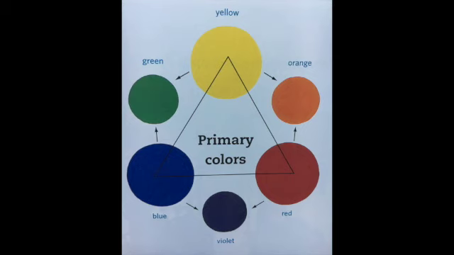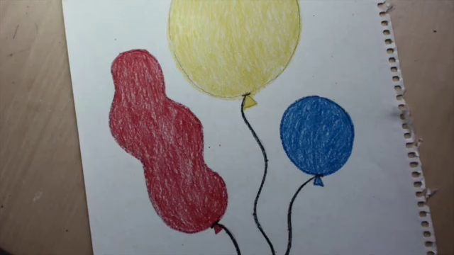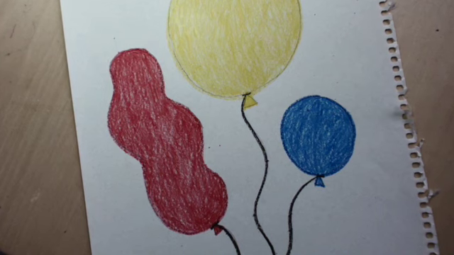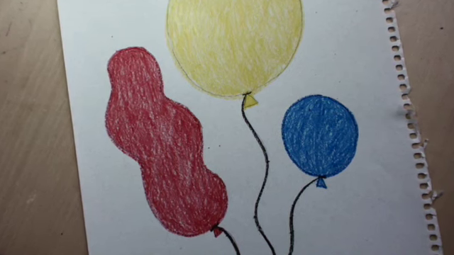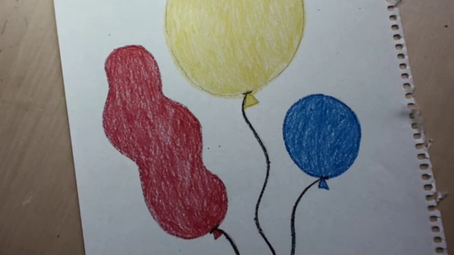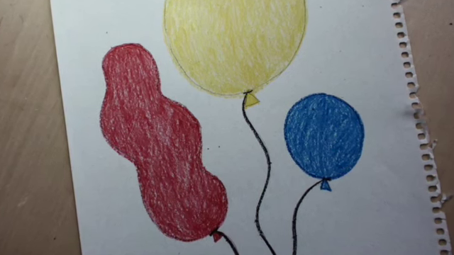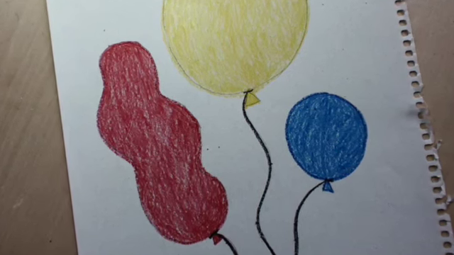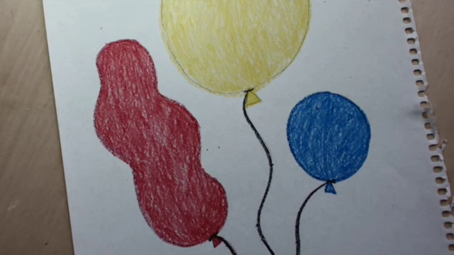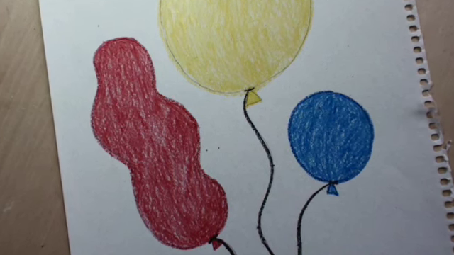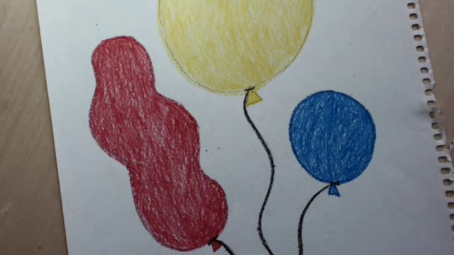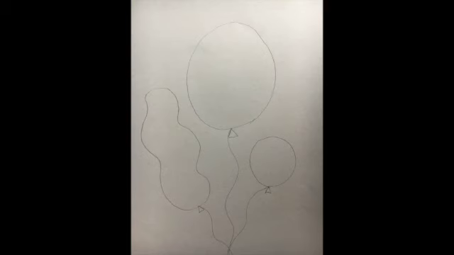Well, we've learned a lot about color. Today we're going to focus on 3 colors, red, yellow, and blue. And if you haven't guessed yet, these are the primary colors. Primary colors make up all the colors of the rainbow. So we'll get started with pencil and a piece of paper. You're going to draw 3 balloons on your paper.